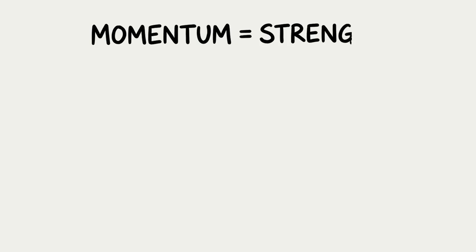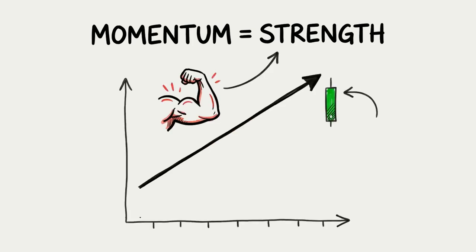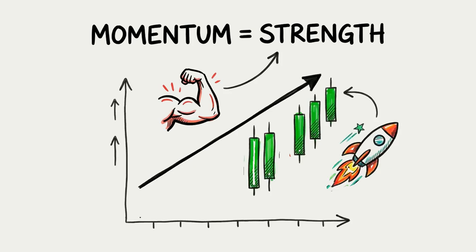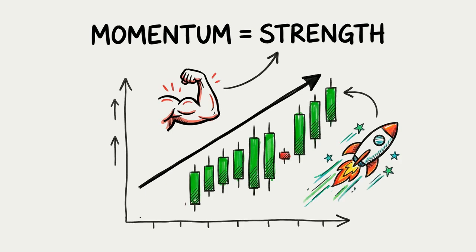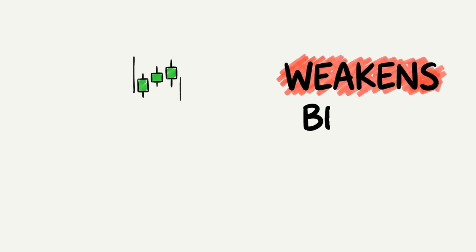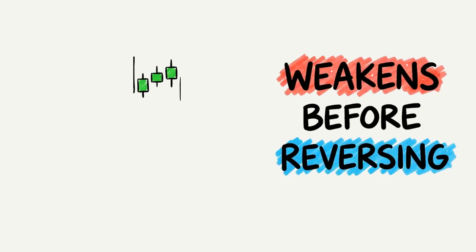Now let's look at momentum. Momentum is the strength behind a move. A strong trend usually has strong momentum. On a chart, that often looks like long candles and small pullbacks. In simple terms, price moves strongly in one direction and doesn't give much ground back. Weakening momentum looks different. Candles become smaller, pullbacks become deeper. The trend starts struggling to continue. This matters because trends usually do not end instantly. They often weaken first before they reverse.